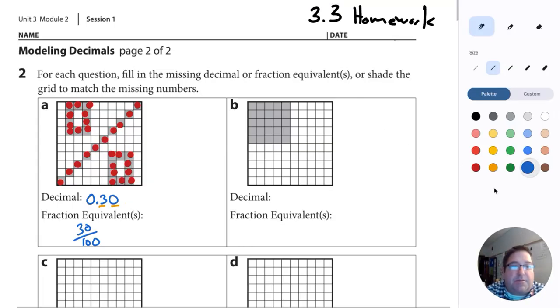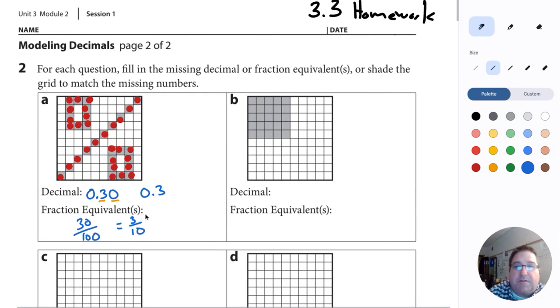Some students also said, could I also just simplify that to 3/10? Sure, we could divide both of those by 10. And that means we could also write the decimal 0.3, again just in the tenths spot. So all we're doing is seeing how much is shaded in and giving a decimal and a fraction. You don't even have to simplify your fraction if you don't want to, just anything that would be equivalent to that.